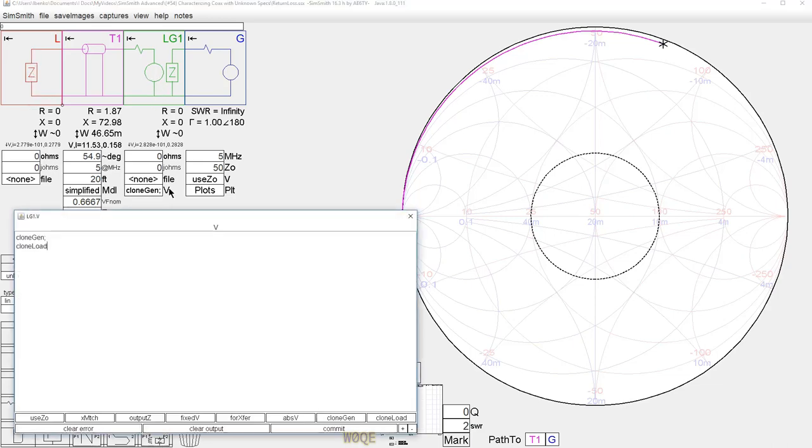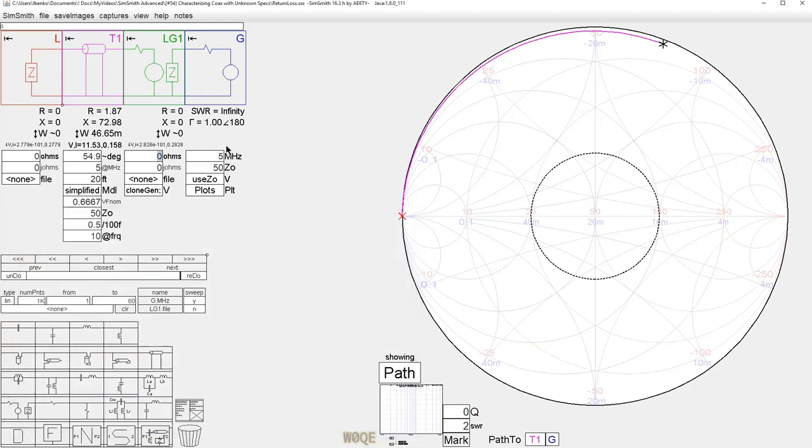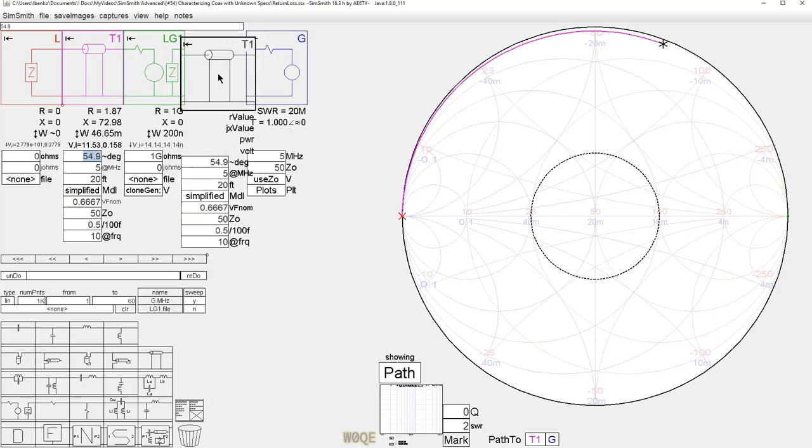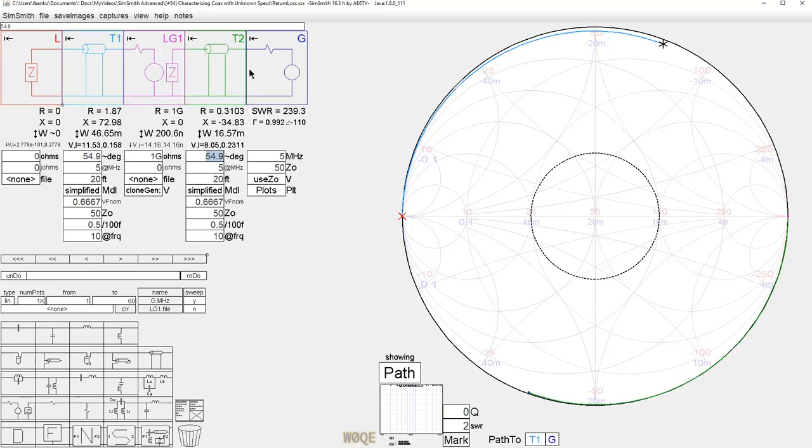Here, I do not need to clone the load part of it. I will set the load to be an open here, say 1e⁹, a gigohm is pretty much open. We'll take this piece of transmission line and replicate it. I did a control C, control V. And now we see two traces. We see one from the transmission line T1, which has a short on the end, and another one down here from the transmission line T2, which is the same transmission line as T1 in terms of parameters.